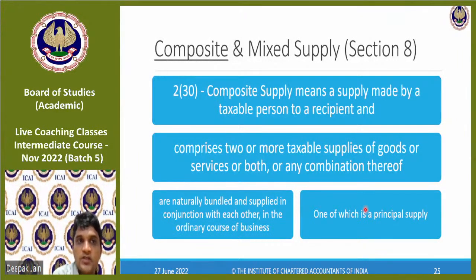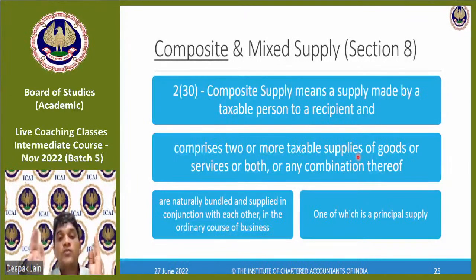The definition of composite supply is given under Section 2, subsection 30, which says composite supply means a supply which is made by a taxable person to a recipient and comprises two or more taxable supplies of goods or services or any combination thereof, which are naturally bundled and supplied in conjunction with each other in the ordinary course of business.